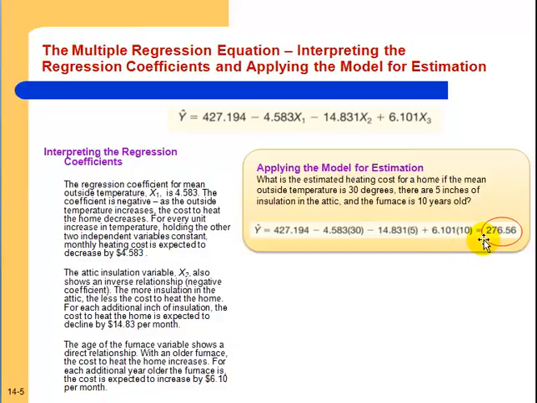Then we get the heating cost for this kind of house, with 30 degrees temperature outside, 5 inches of insulation, and a 10-year-old furnace, is $276.56. This is just an example.